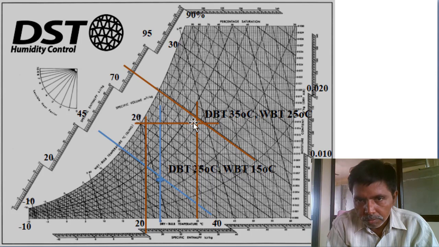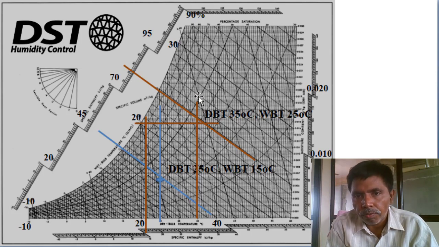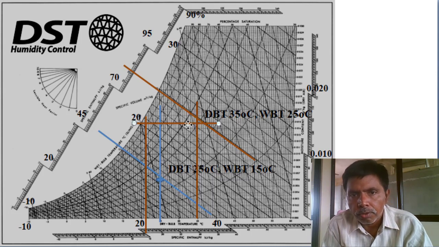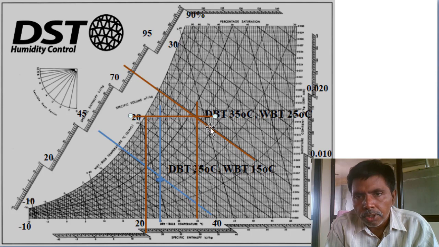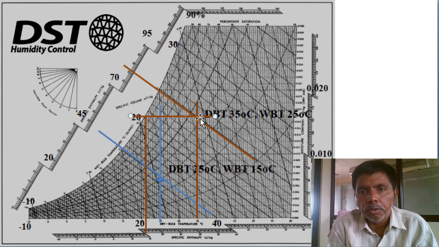Where is the dry bulb temperature? 35. Wet bulb temperature is 25. This is 20, 25, 30. This is the 25 line. Dry bulb temperature is 35. Wet bulb temperature is 25. This is the intersection point. The relative humidity is above 40. Above 40, the intersection point, this is the 40. Above 40, maybe 42, 45 we can write. Relative humidity is around 45 percentage.